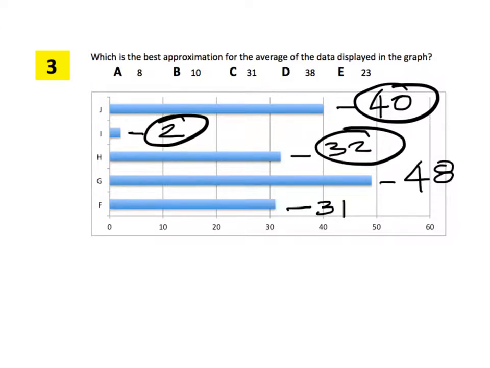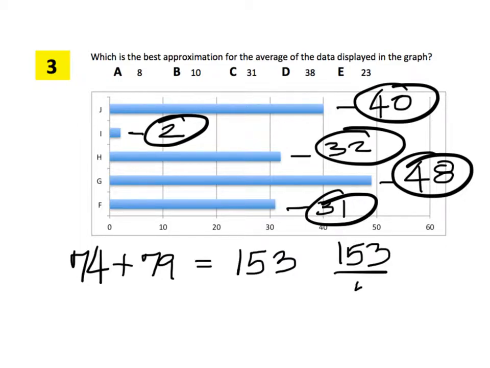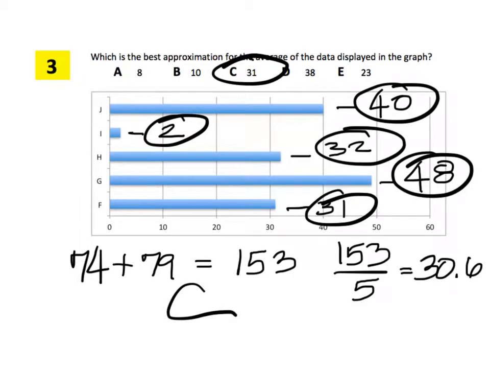74, and then we're adding 48 plus 31, that's 79. So if we put those two together, we get 153. If we divide 153 by 5, then 5 will go into 153 at least 30 times with 3 left over, so that would be 0.6. Which one of these up here is the best guess? C. So it is C.